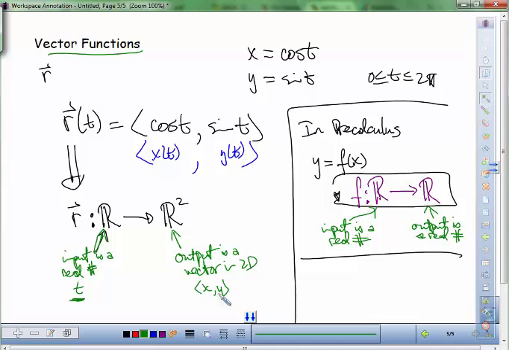Okay? So these are called vector functions or vector-valued functions, to say that your output is a vector. And then we can have a vector in 2 dimensions like this, and we can even have a vector in 3 dimensions if we just add on another component. Does that make sense?